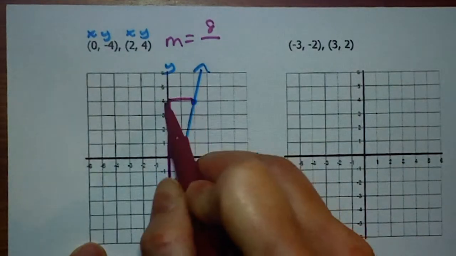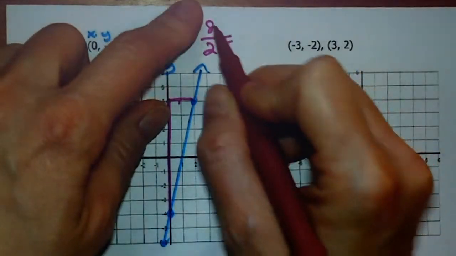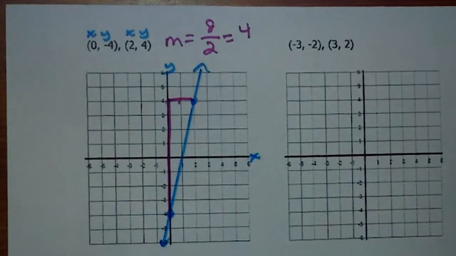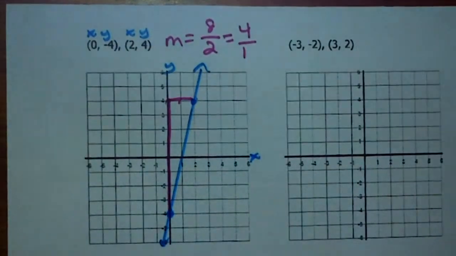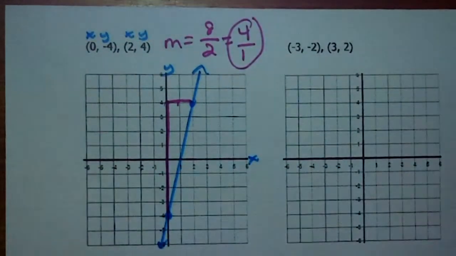And then we have to go right 2. All right, so I know that 8 divided by 2 is 4. Yes, but if you want to give me a ratio of rise over run, we should put the 1. Oh, that kind of rhymes, doesn't it? I'm a poet and I didn't know it. So for now, we're going to leave it as 4 over 1.